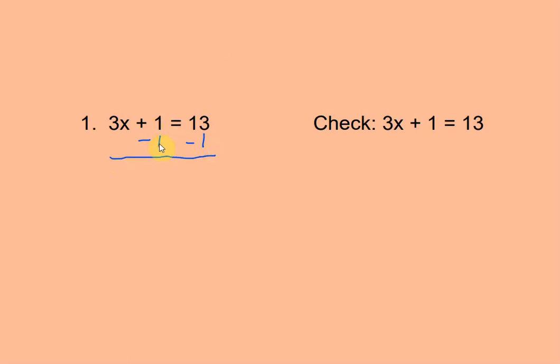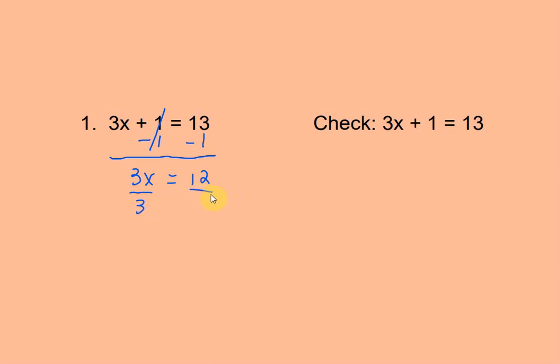So positive 1 and negative 1 will cancel each other out. And on the left side of the equation, I have a 3x. On the right side, I have 13 minus 1, which is 12. Now, as I said before, when we have a number touching a variable, that represents multiplication. So to undo multiplication, or the inverse operation of multiplication, is division. So we're going to divide by 3.